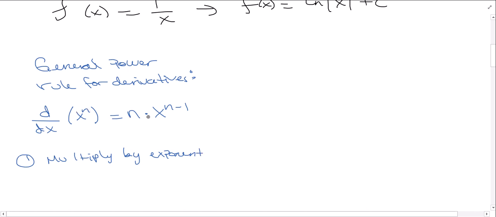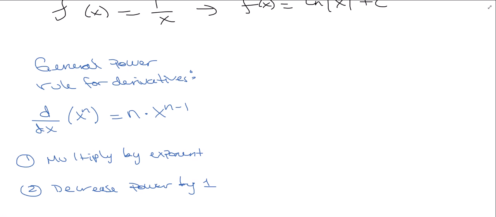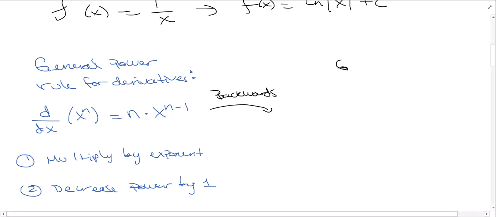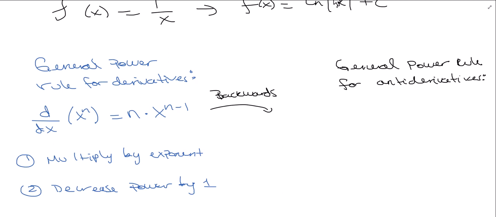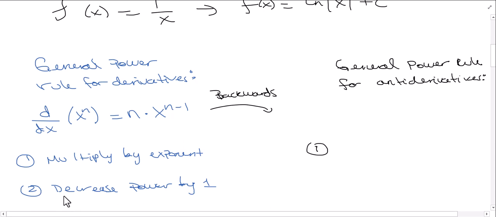Right, I bring the exponent down and multiply by it, and then we decrease the power by 1. So when I'm going backwards, I'm going to get the general power rule for antiderivatives. Going backwards, what does that mean we're going to do? My first step is to do the opposite of what I did here. My last step was decrease the power by 1, so going backwards, that's going to be my first thing, but the opposite. So we're going to increase the power by 1.